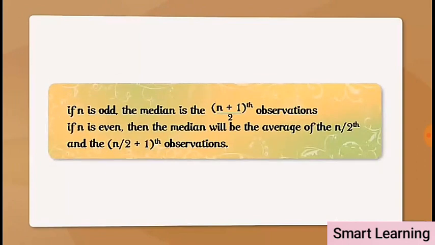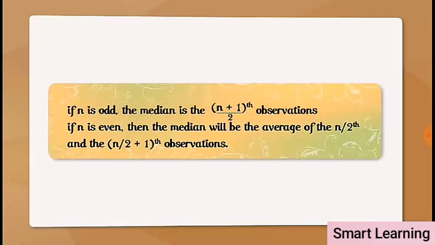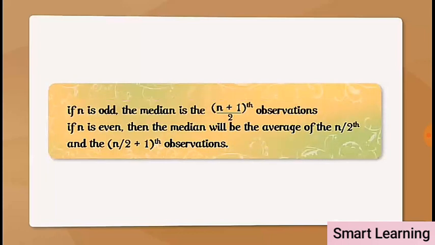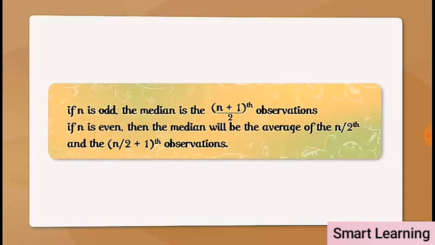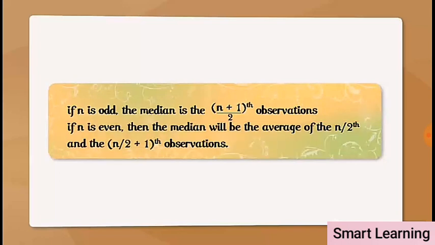For finding the median of ungrouped data, we first arrange the data values of the observations in ascending order. Then, if n is odd, the median is the (n plus 1) by 2th observation, and if n is even, then the median will be the average of the n by 2th and the (n by 2 plus 1)th observations.